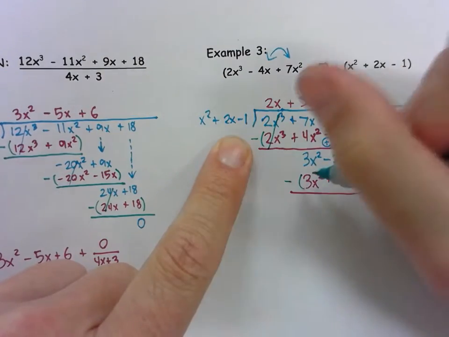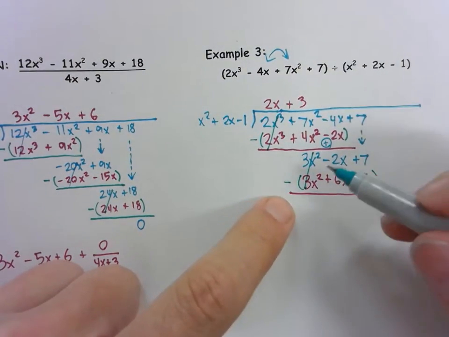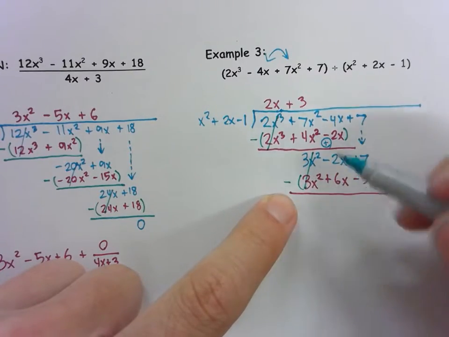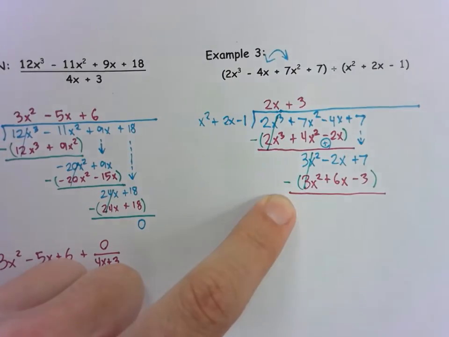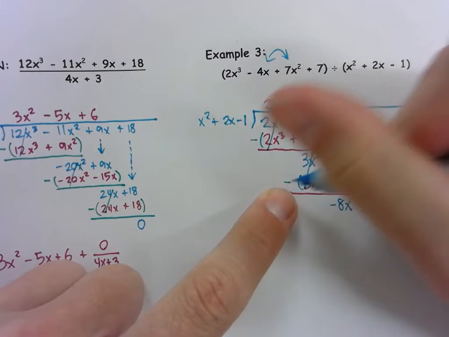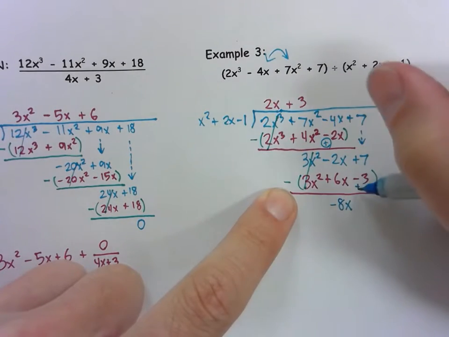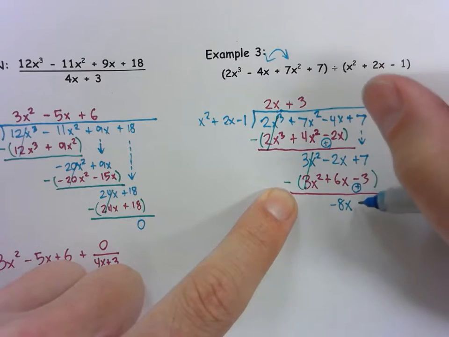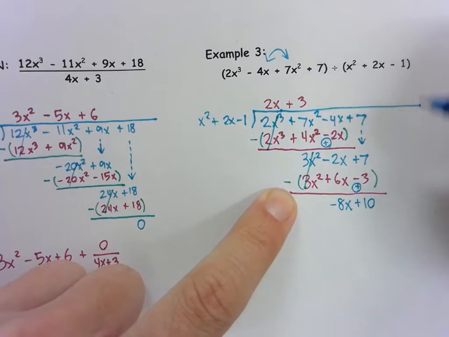Subtract down, cancel those out. Negative 2 minus 6 is negative 8, so that's going to be negative 8x. 7 minus negative 3. Well, two negatives are a positive, so it's really 7 plus 3. That's 10. And I have nothing left to bring down, so that's actually my remainder.